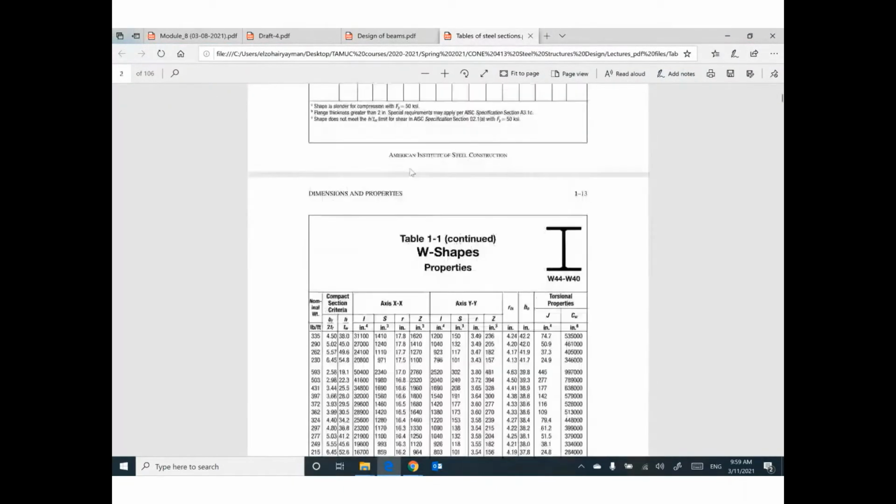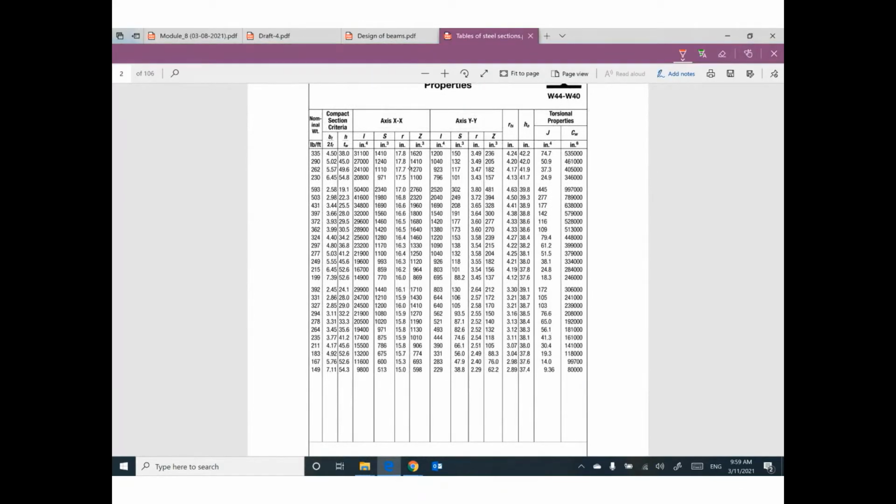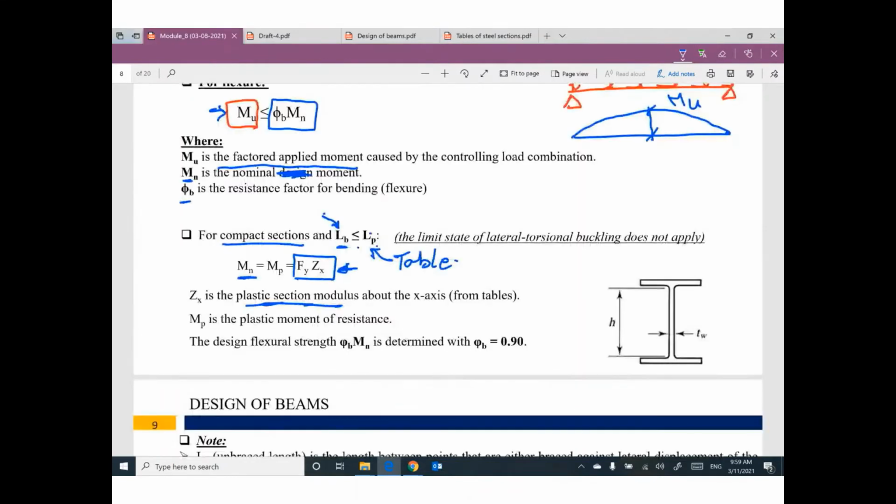If you go back to the previous tables, for any cross section, we can find a value for Z about the x-axis, which is Zx. If you multiply Zx by F yield, I can give you Mn. Then if you multiply Mn by phi, which is 0.9, I can give you the design bending moment for a beam.